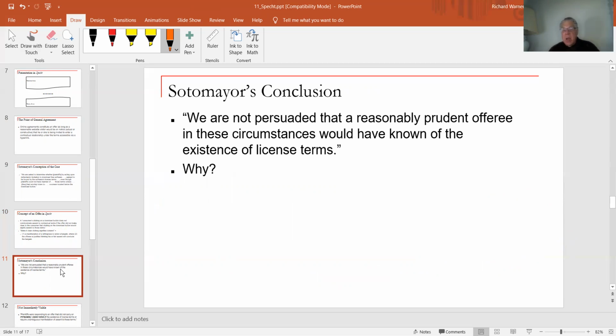She says, we are not persuaded that a reasonably prudent offeree in these circumstances would have known of the existence of the license terms. This seemingly harmless little qualification we'll come back to, because I think that matters a great deal. But she says, no, not in these circumstances. And so our question is, why does she say no? Why does she say that?